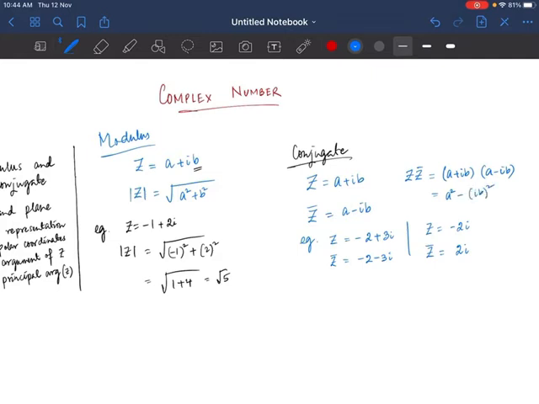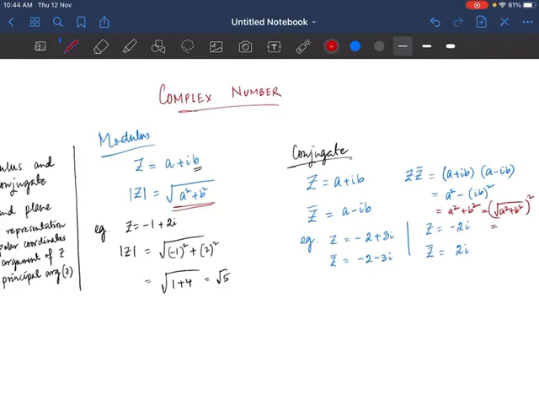So we get here a square, and this one is what? i square is what? Minus 1. So minus minus becomes plus, we get b square. So z into z bar we are getting as a square plus b square, and we have already seen a square plus b square somewhere. Where is that? You look at here, it is square root of a square plus b square. So can I write this one as square root of a square plus b square whole square?